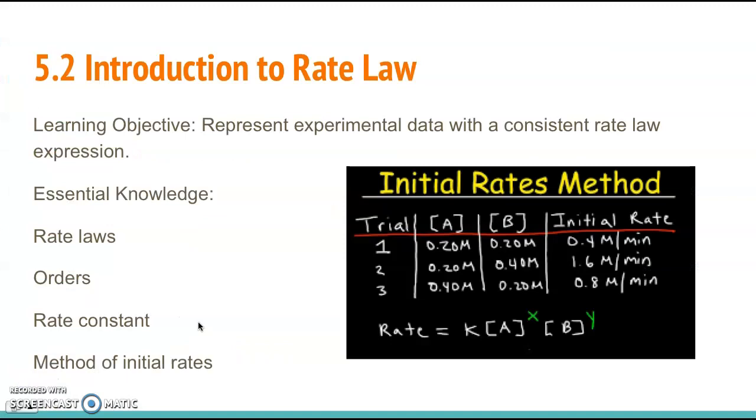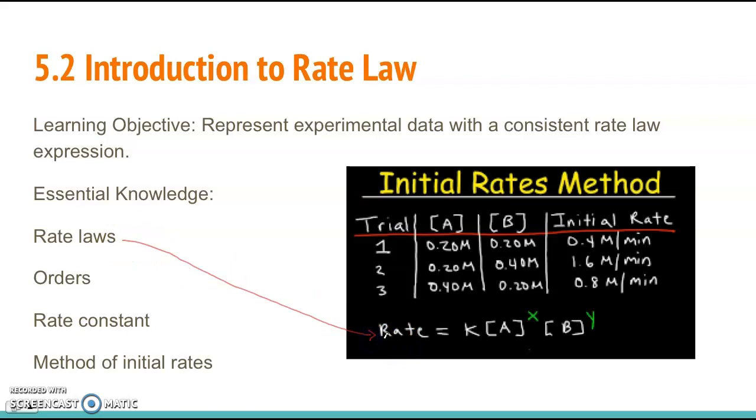All right, 5.2, that section is on Introduction to Rate Law. The learning objective is represent experimental data with a consistent rate law expression. And the essential knowledge is you want to know the general format for rate laws. And this is a rate law down here, right there.